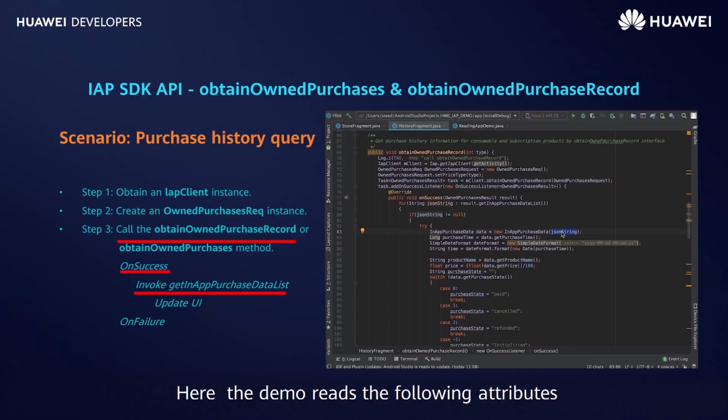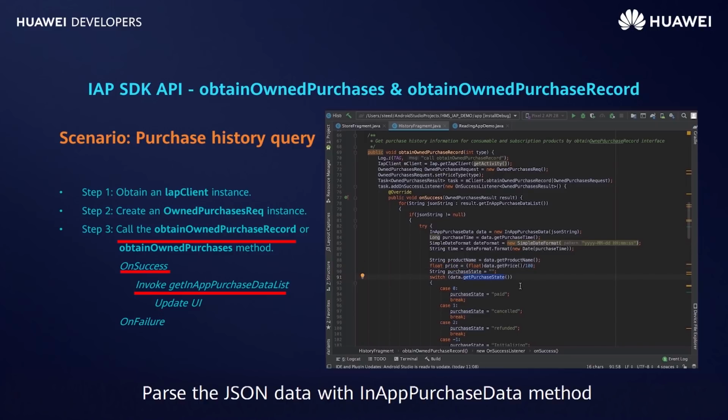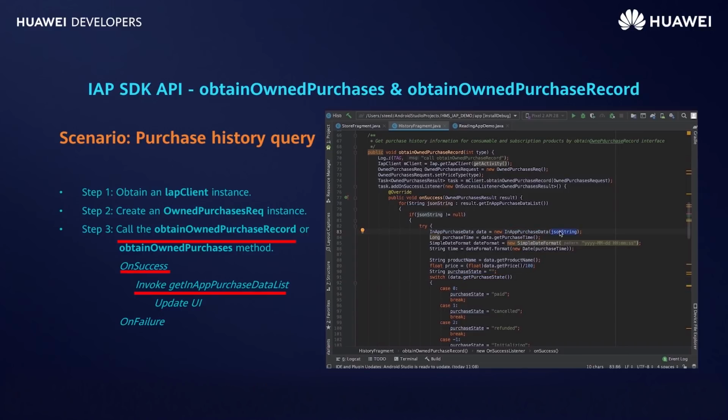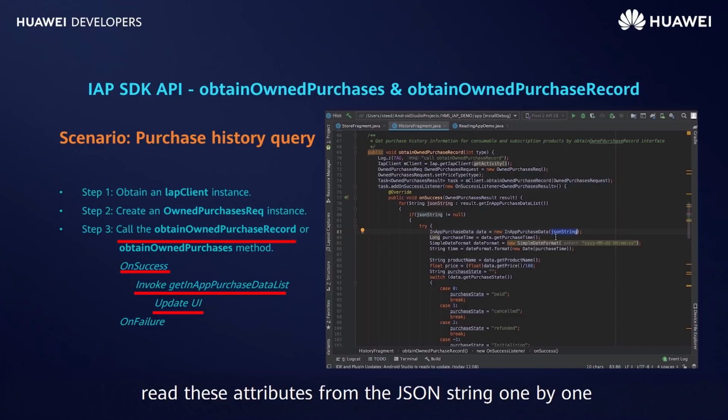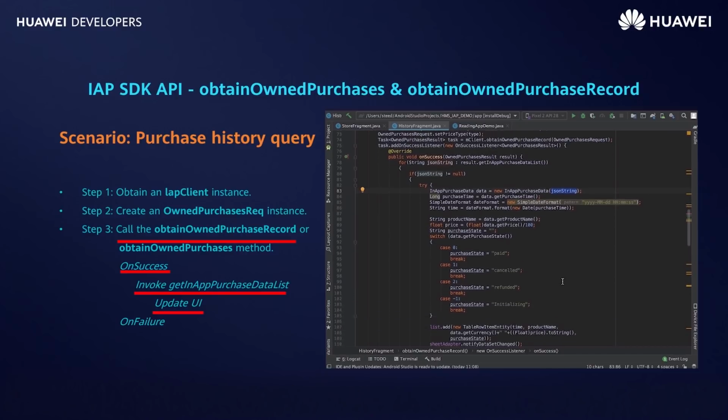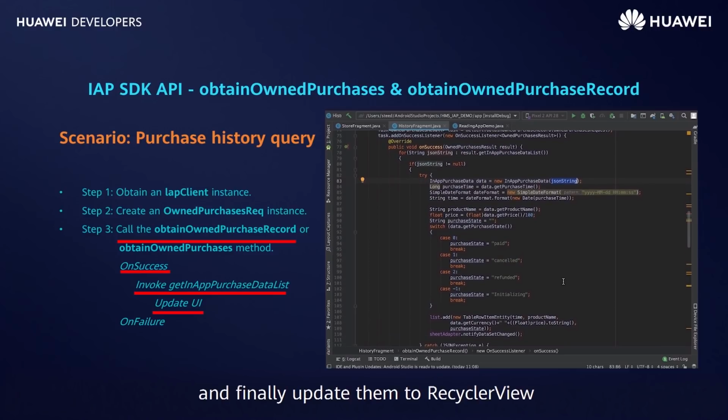Here, the demo reads the following attributes: trading time, commodity name, trading price, trading status. Parse the JSON data with the in-app purchase data method. Read these attributes from the JSON string one by one, and finally update them to the recycler view.